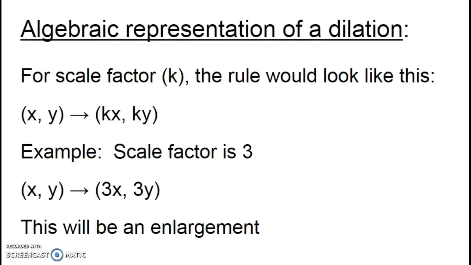We talked about this yesterday, algebraic representation of a dilation, okay? For the scale factor k, the rule would look like this. (x, y) would be written as (kx, ky). And here's our example. The scale factor is 3. Knowing that, we can write the rule as (x, y) will be (3x, 3y). And we know since the scale factor is 3, this is going to be an enlargement.